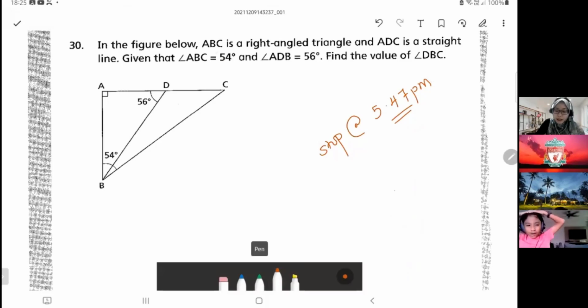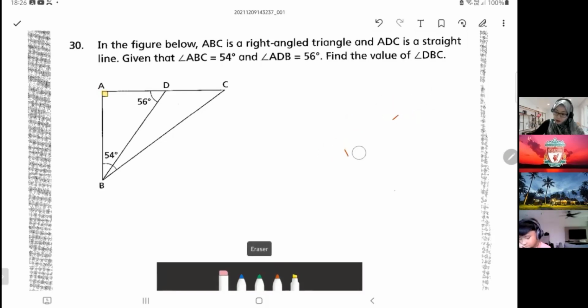In the figure below, ABC is a right angle. Can you see it's a right angle due to this 90-degree mark? ABC is an upside-down triangle, but it still has that right angle there. This one, erase first. Okay, then ADC is a straight line. The straight line is on top here. Can you see? And you can think of the angles on a straight line, 180 degrees.